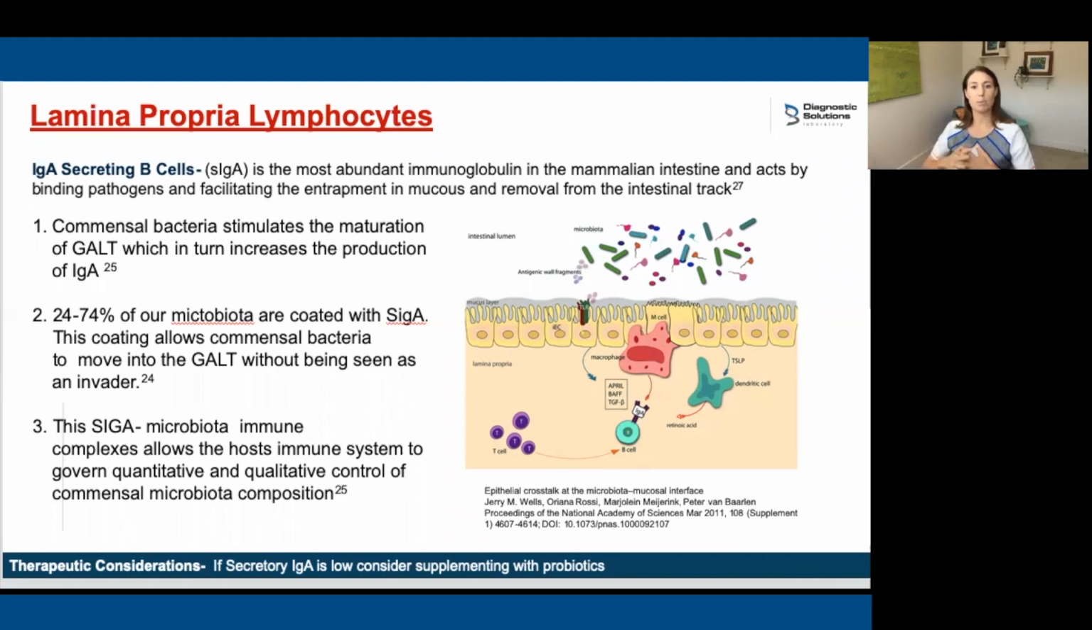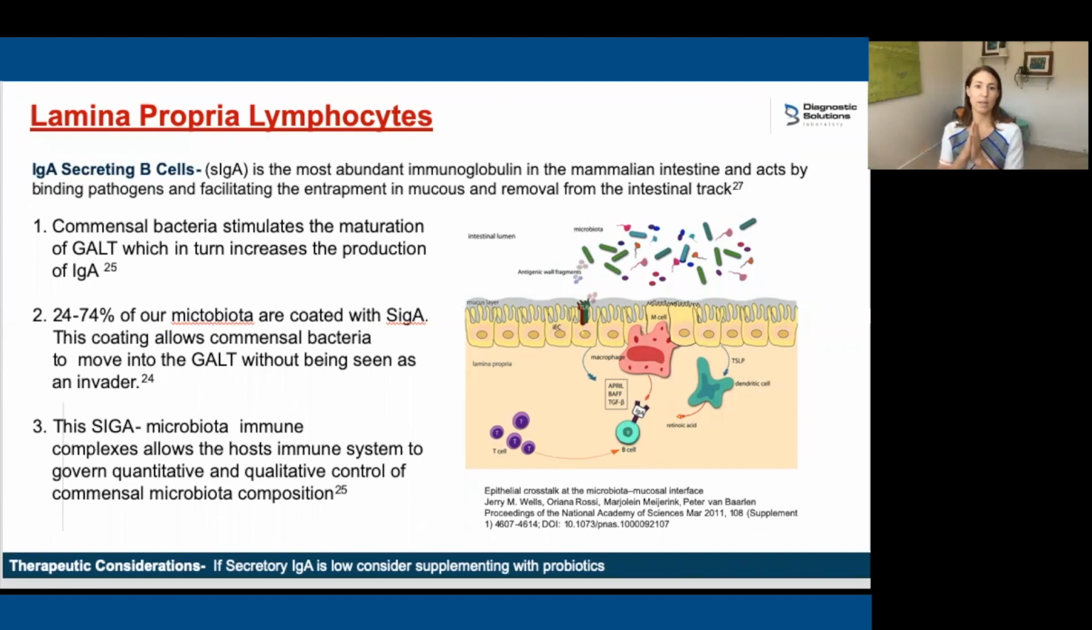The commensal bacteria stimulate the maturation of our GALT, which in turn helps with the production of IgA from our B lymphocytes. Then the secretory IgA coats the microbiota, which allows the commensal bacteria to move into the GALT without being seen as an invader. From there, our host immune system can govern the quantitative and qualitative composition of our commensal microbiota. So really, our commensals are helping to produce that secretory IgA.